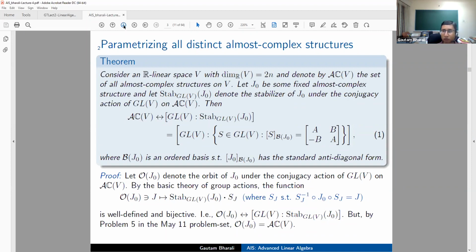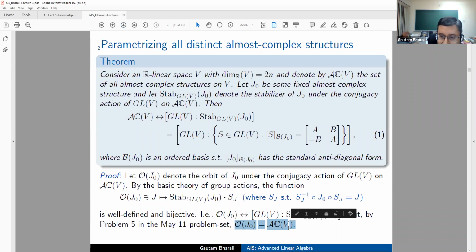But now I want to remind you of that problem in the assignment. This is problem number 5, sorry. You see, what that problem says is, given any two almost complex structures, J1 and J2 on V, there is an S in GL of V that conjugates J1 to J2. So you see, you take any two almost complex structures, one is related to the other by a conjugacy. So in short, the orbit is the whole of the space of almost complex structures.